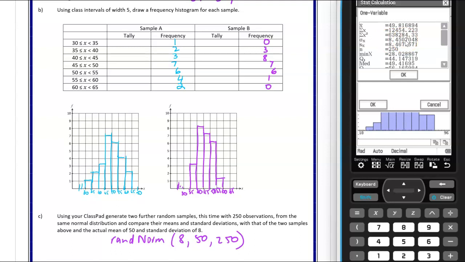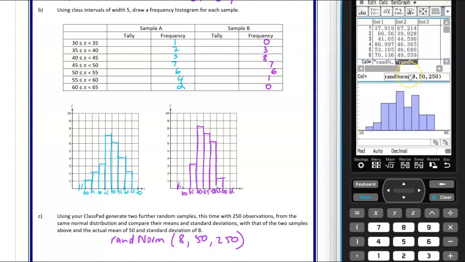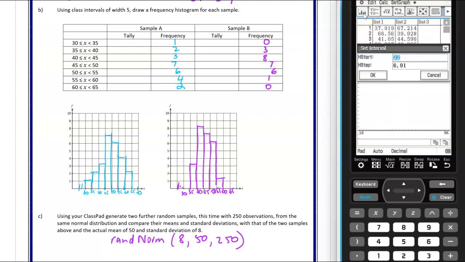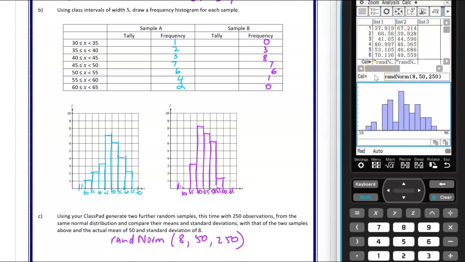And if I want to draw a graph, I'm going to start, yeah, that'll do. If I do a step of 5, it's easier to compare. So that's it there. That's my data. Making sure that it is List 2 that I'm graphing.